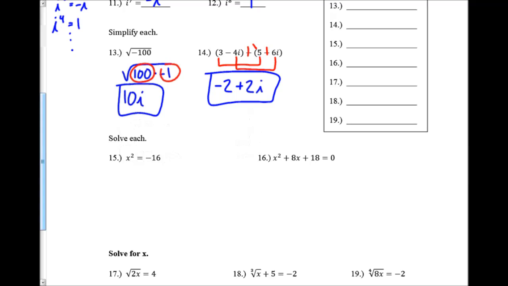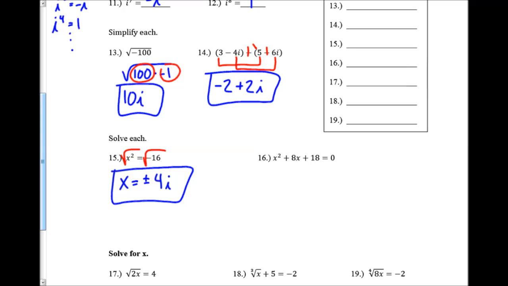If I look at number 15, I want to solve. So to do this one, I have to take the square root of each side. Remember, when you take the square root of each side, you have to do plus or minus. So it's going to be x equals plus or minus the square root of a negative 16. The square root of 16 is 4, and since it's a negative, it's going to be 4i. We have to bust out those imaginary numbers when I take the square root of a negative.